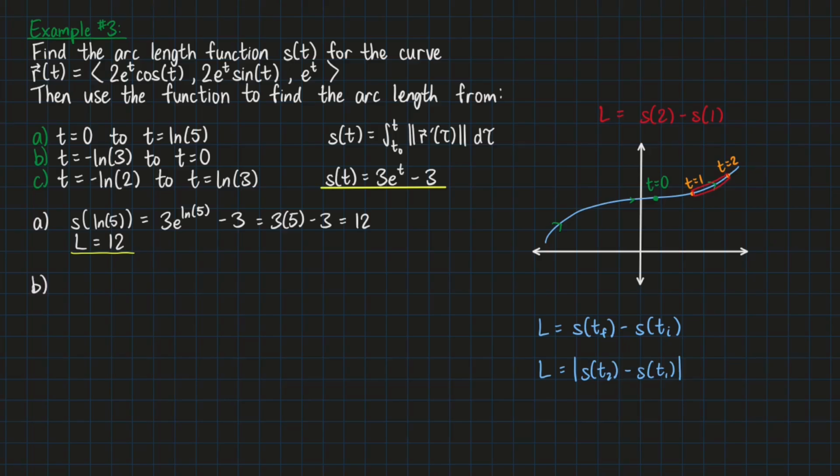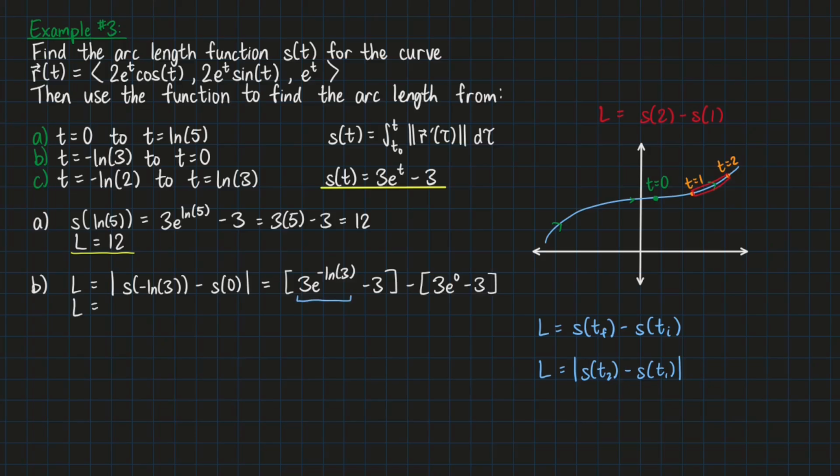So for part B, if we wanted to find the length between t equals negative ln of 3 to t equals 0, we'll have the absolute value of s of negative ln of 3 minus s of 0. S of negative ln of 3 is 3 times e raised to the negative ln of 3 minus 3. And we subtract this by s of 0, which is 3 times e to the 0 minus 3.